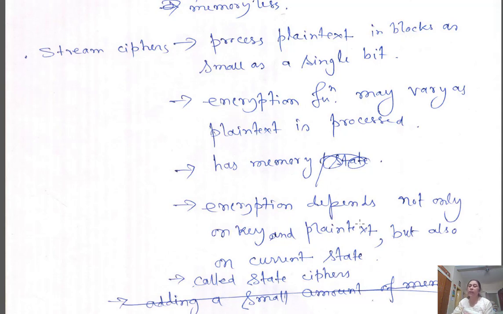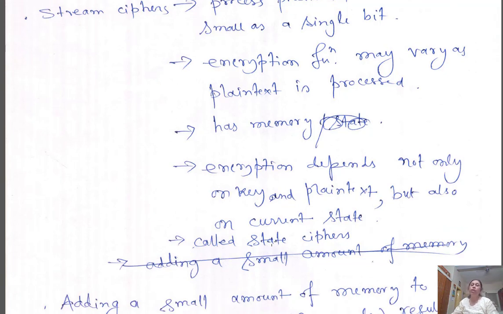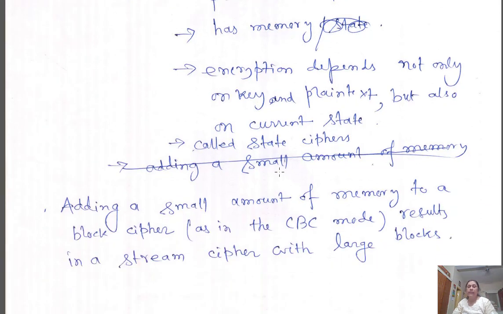Encryption depends on that. It depends not only on the key and plain text, it also depends on the current state, meaning the current state of your LFSR. That's why stream ciphers are also called state ciphers, because they have memory or state. And we have already discussed this: adding a small amount of memory to a block cipher, as in the case of CBC mode, block chaining mode, results in a stream cipher with large blocks.